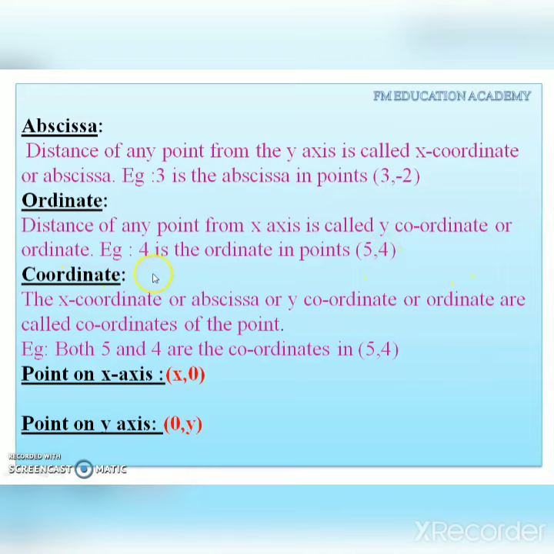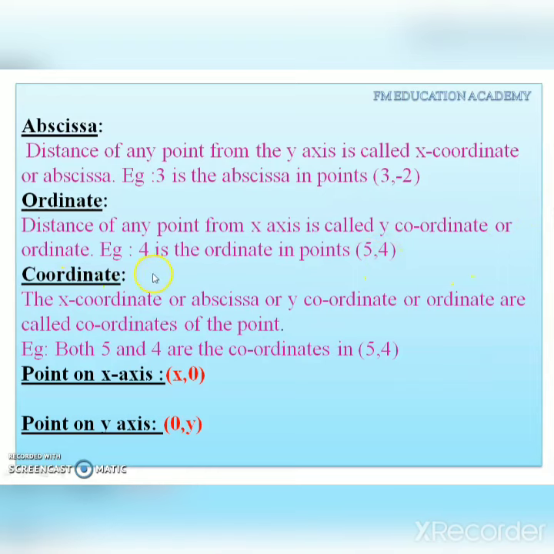Similarly, if I extend B to the x-axis, it is meeting at x2. If I extend B to the y-axis, it is meeting at y2. So I can say B is (x2, y2) and A is (x1, y1). So I have the coordinates of A and B. Now I want to calculate the distance between point A and point B. It is very easy to remember. Always remember the distance AB is the square root of (x2 minus x1) whole square plus (y2 minus y1) whole square.